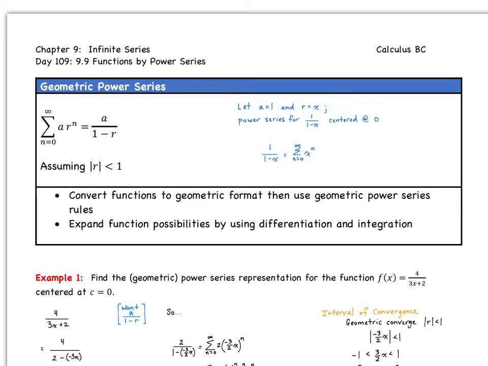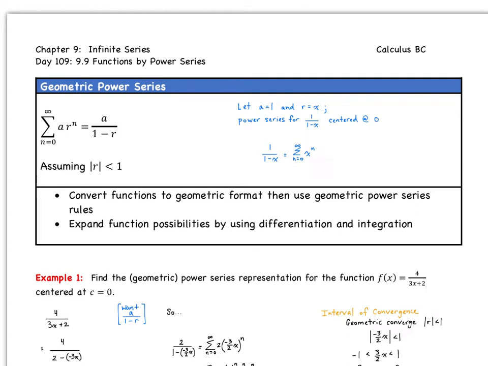Okay, so we would say 1 over 1 minus X is equal to this power series where A is 1, R is X to the n power. So basically, we're going to create this geometric series, but it's going to have an X in there raised to a power, hence the geometric power series.